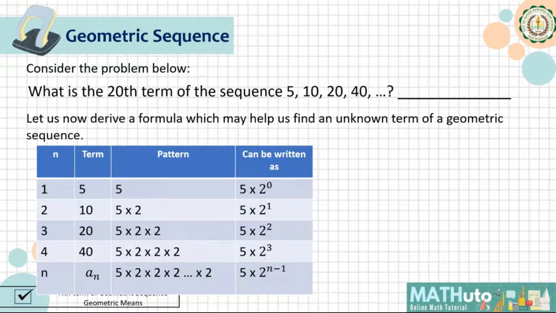Now, given an a sub n, that is 5 times 2 times 2 up to the last times 2, it can be written as 5 times 2 raised to n minus 1, where n is the number of the term. So a sub n is equal to 5 times 2 raised to n minus 1, where 5 is our first term and 2 is our common ratio. Therefore, that can be written as a sub n is equal to a sub 1 times r raised to n minus 1.